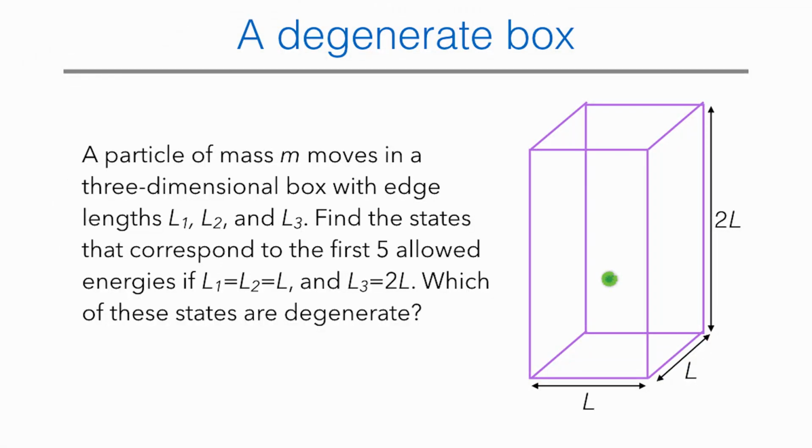A particle of mass m moves in a three-dimensional box with edge lengths L1, L2, and L3. Find the states that correspond to the first 5 allowed energies if L1 equals L2 equals L and L3 equals 2L. Which of these states are degenerate?